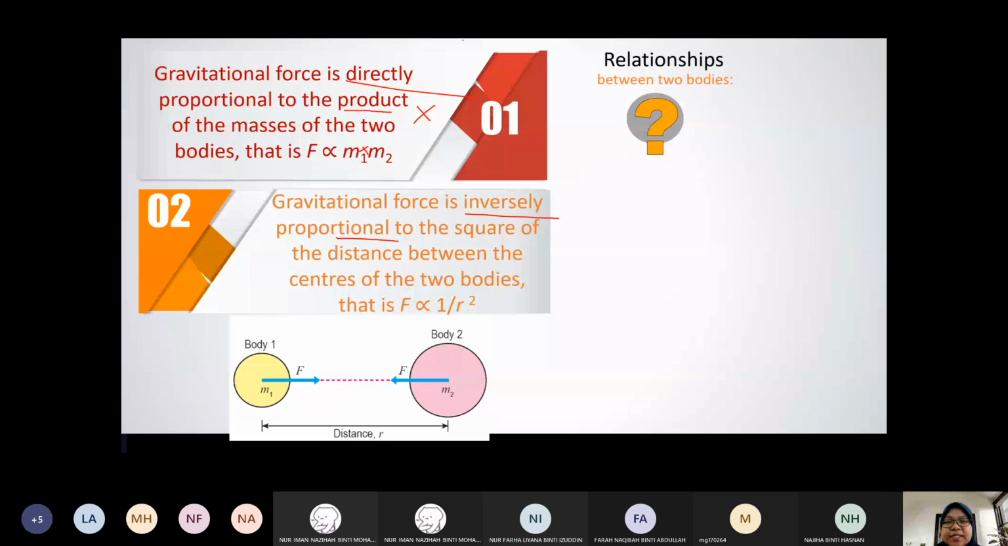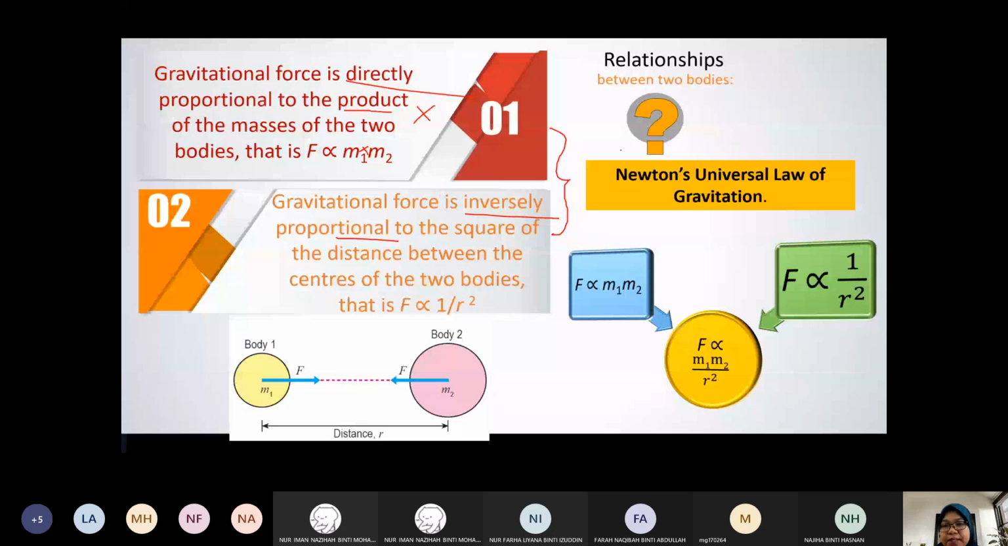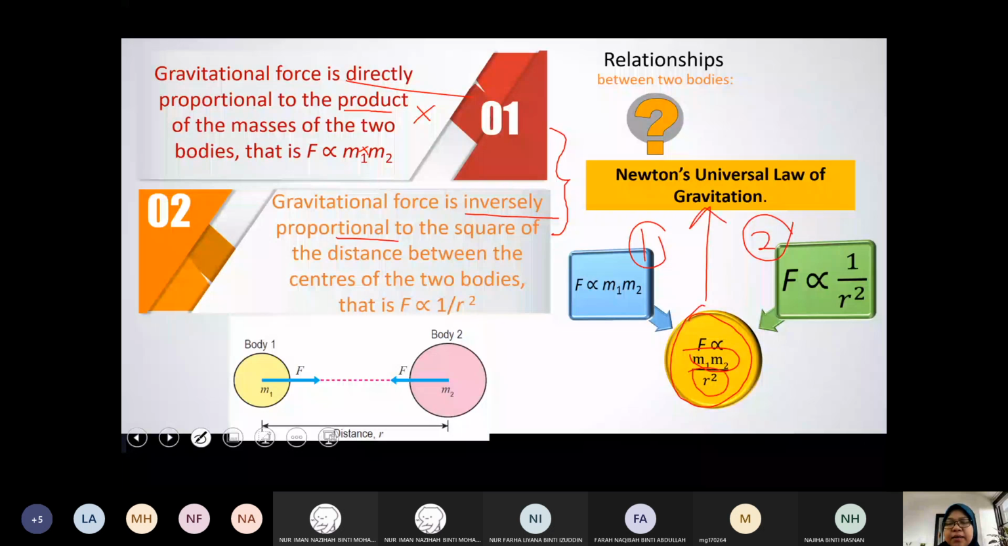Okay, from this relationship, we get Newton's universal law of gravitation. We get the law. So what's the law? Okay, this is the number 1 just now. Ini number 1. Okay, this one number 2, law number 2. So we combine the two laws. Okay, we get this. Okay, bila kita combine, kita dapat ni lah. Kan, biasa je lah kan. Ini ke atas, ini dekat bawah. So kita combinekan saja. So this is what we call as Newton's universal law of gravitation.